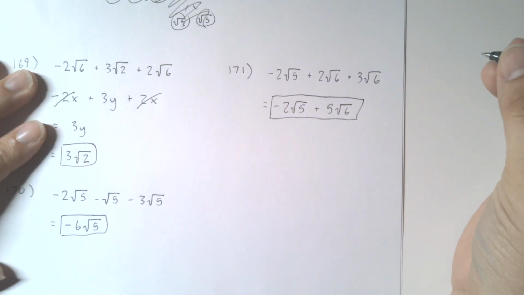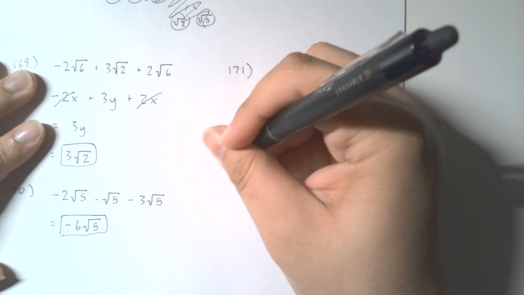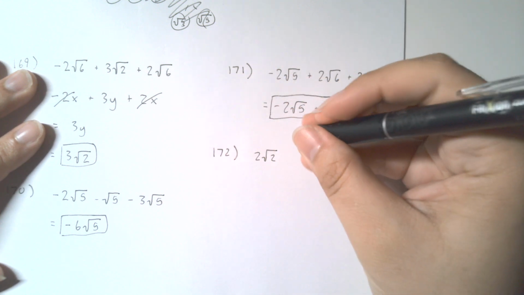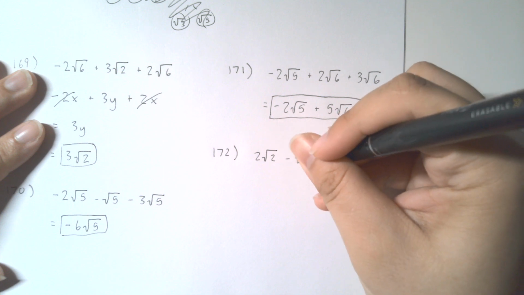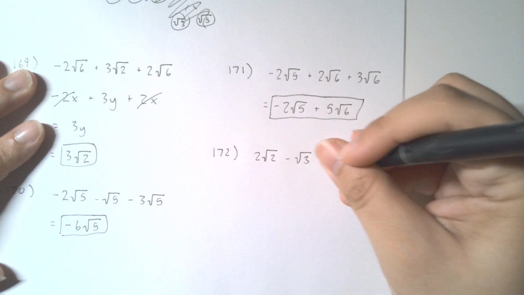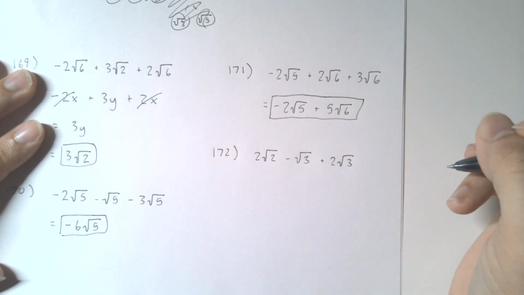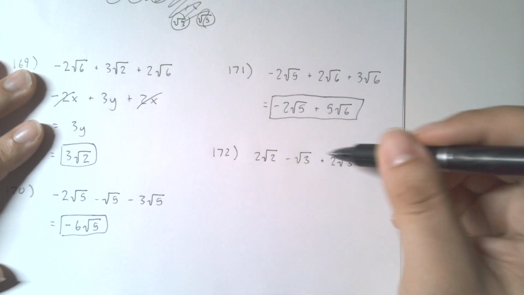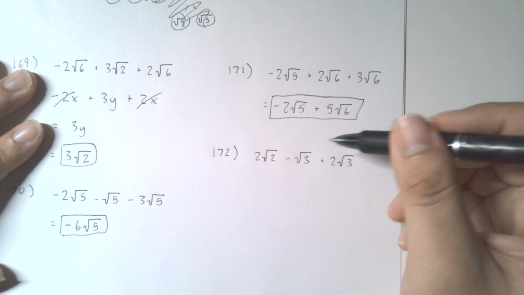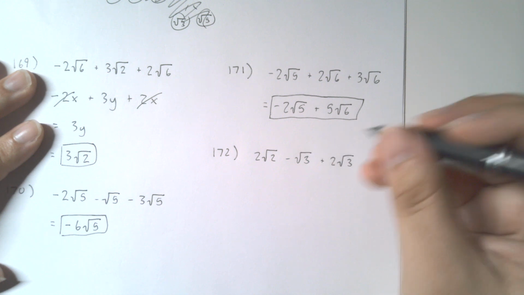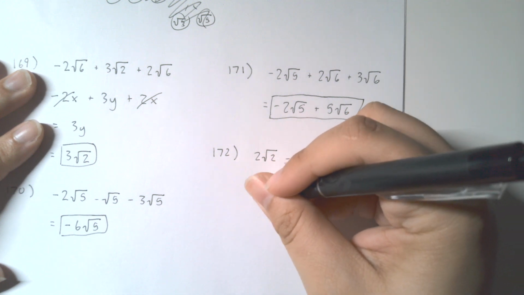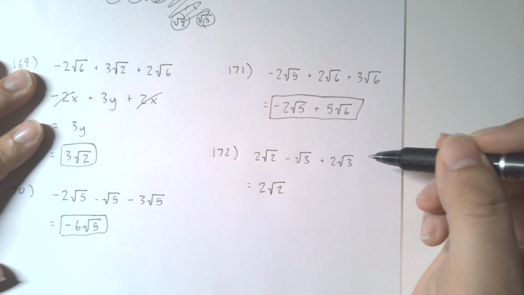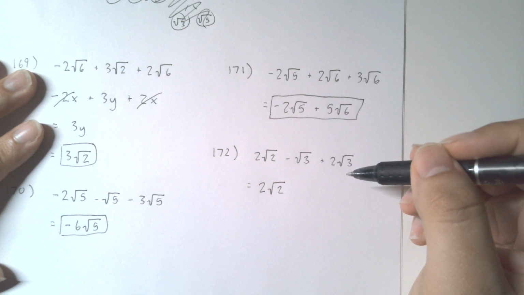For the next one, similar thing for 172, we have 2 square root of 2 minus square root of 3 plus 2 square root of 3. Well, the square root of 2 doesn't combine with anything else. There's no other things with square root of 2. And so we say that this is 2 square root of 2, and combine the negative square root of 3 and the positive 2 square root of 3.